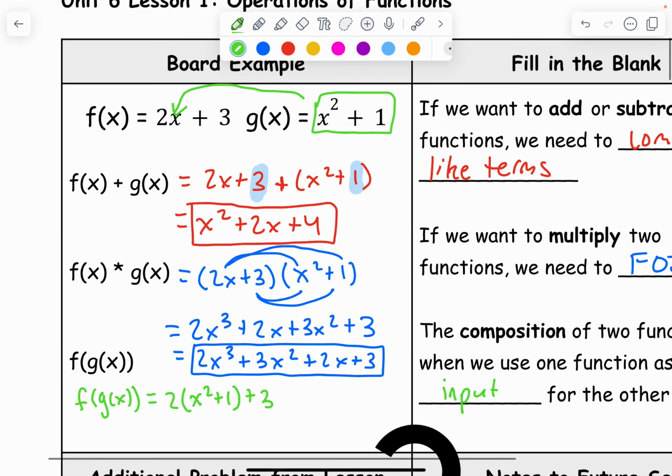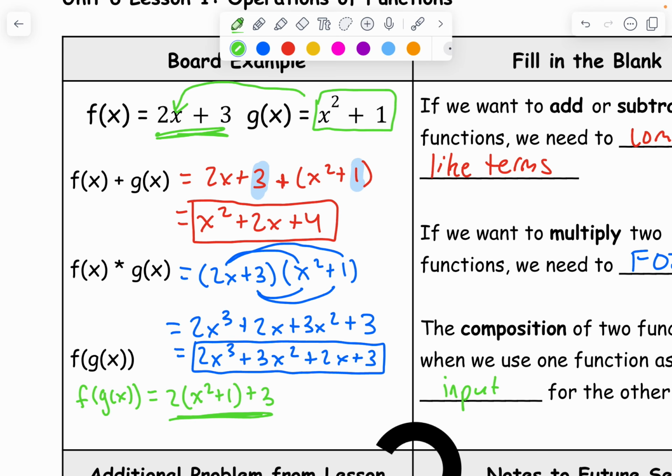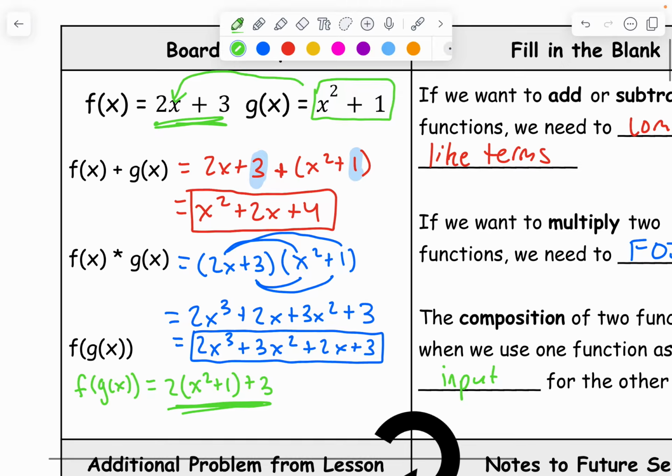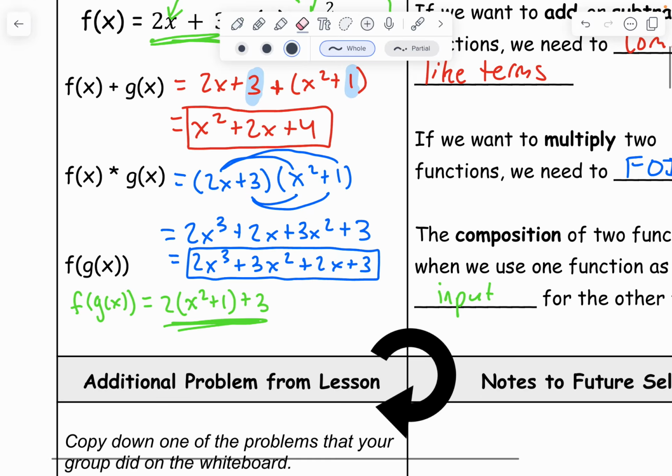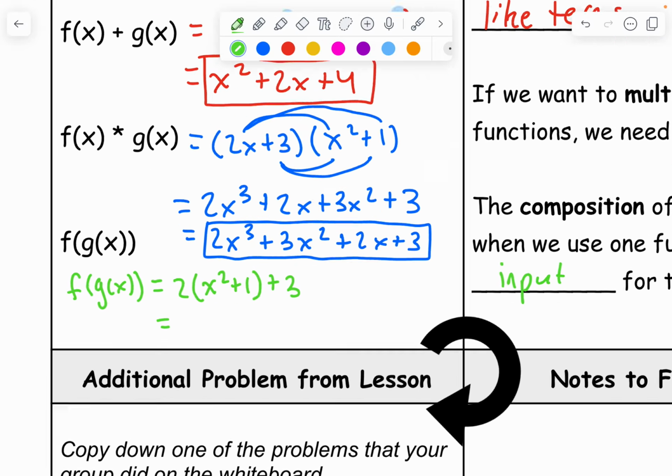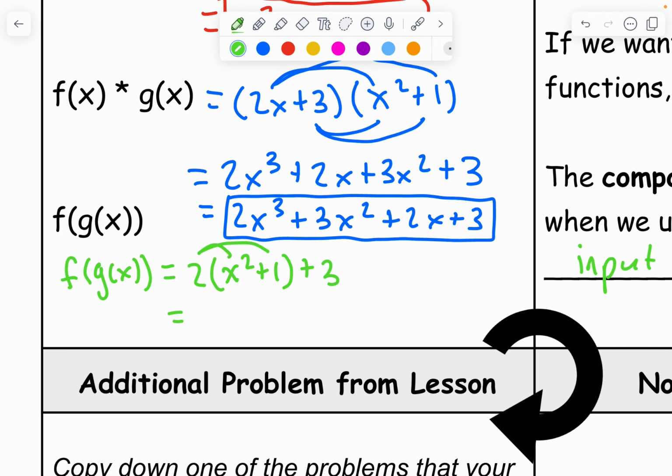So notice how the function up here and the function down here are the exact same, except instead of having x, we input the g of x function in for x as our input. So now instead of inputting numbers in for x, we are inputting functions into other functions. That's when one function becomes the input for the other, okay? And once you do that, you just simplify, right? So we distribute the 2, so 2x squared plus 2 plus 3. That simplifies to 2x squared plus 5, and we are done.